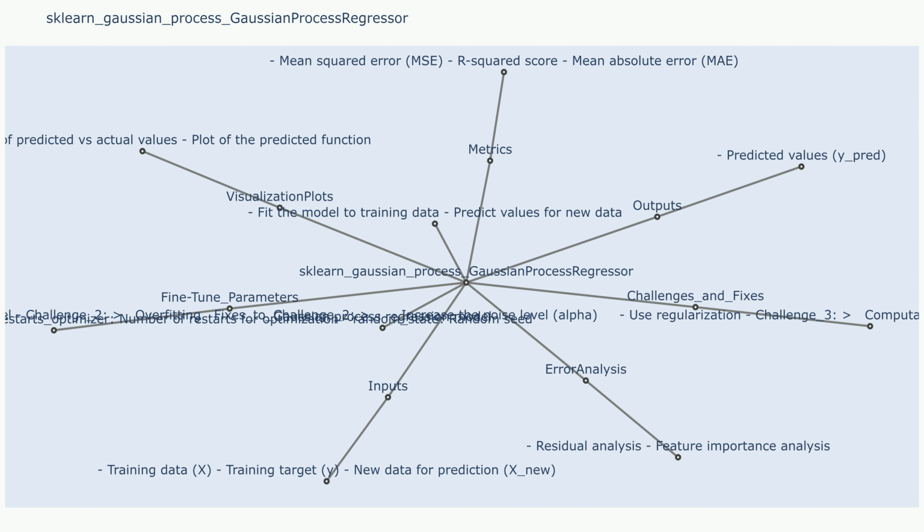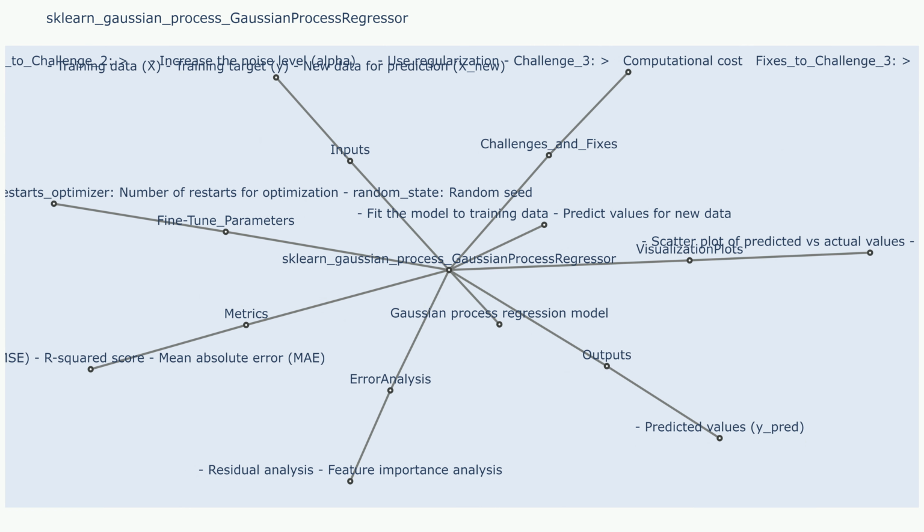Uncertainty methods. Confidence intervals. These provide a range around your predictions, indicating the degree of uncertainty. Standard deviation. This represents the spread of the predictive distribution at each data point, giving a numerical measure of the uncertainty. Challenges and fixes. Challenge 1.